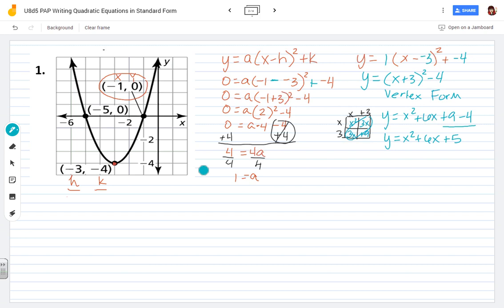So our final answer is, let me just highlight that. In standard form, this is our equation for this particular parabola. Parabola is the shape. And yeah, so there we go. Let's go ahead and look at the next thing here.